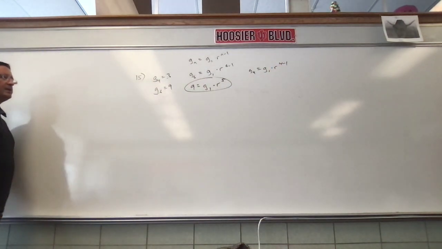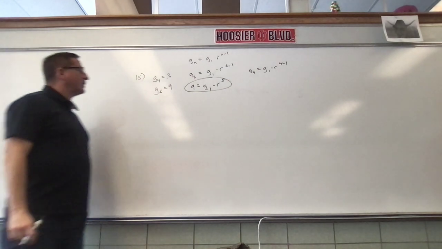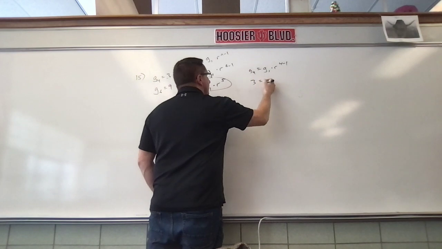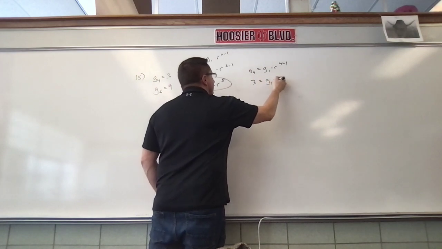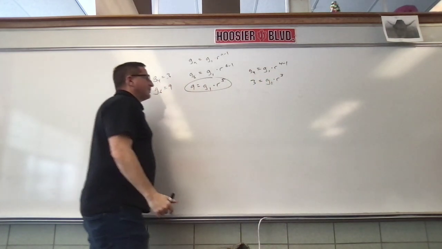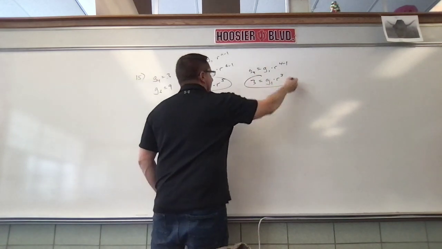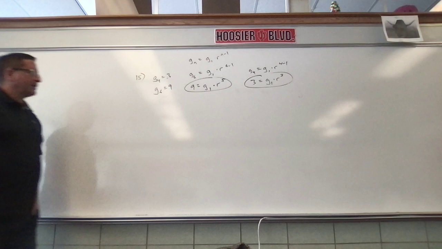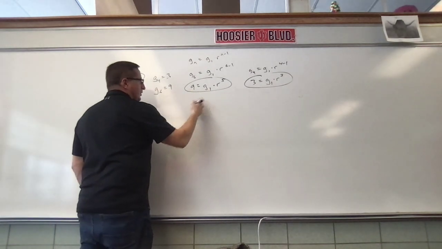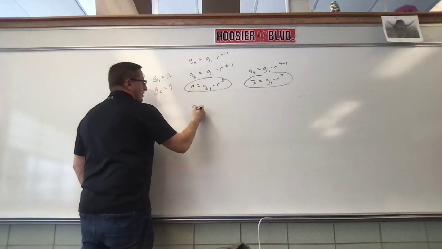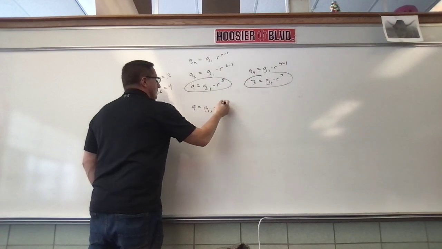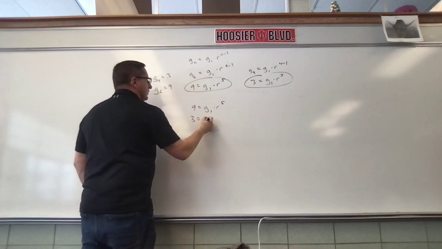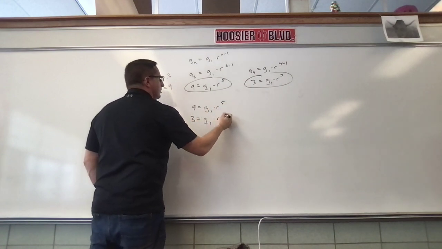Okay? And we can simplify that. G sub 4, I could replace G sub 4 with 3 equals G sub 1 times R to the 3rd. I'm going to circle this. All right, now I'm going to stack these things. I'm going to write this one, you could just put this over here, I'm going to write it twice. 9 equals G sub 1 times R to the 5th. 3 equals G sub 1 times R to the 3rd.